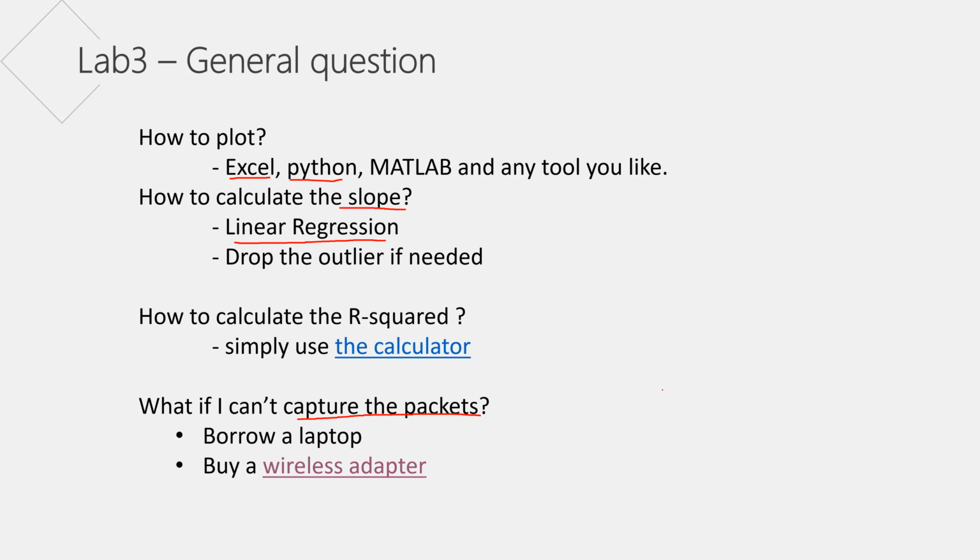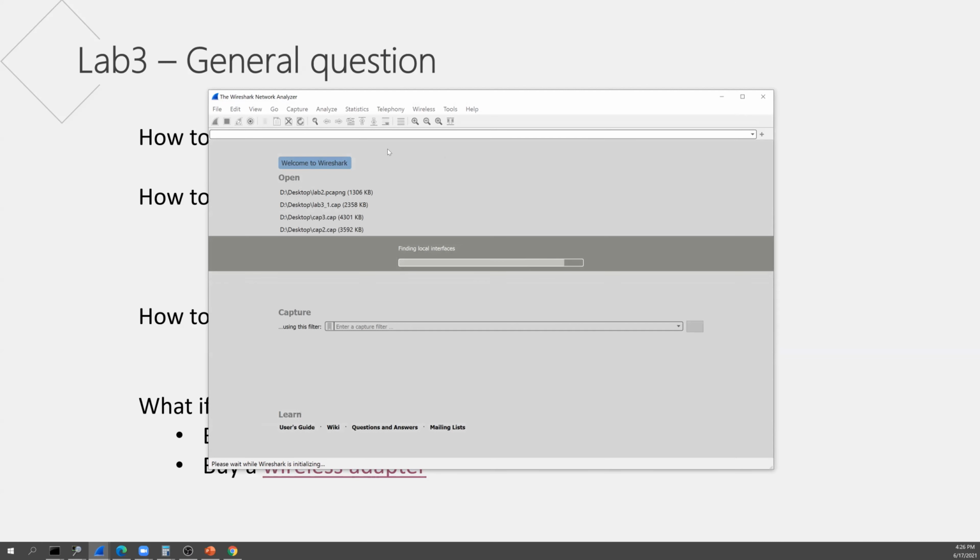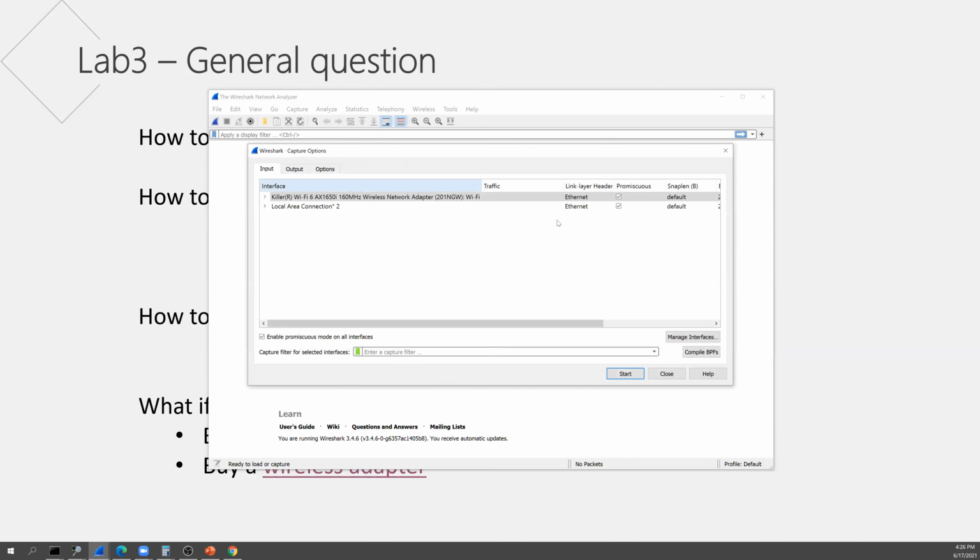If you still cannot capture anything, like if you are using Mac or Linux and you find you are not able to capture the packets with Wireshark, at first you should check the configuration here. You should open your monitor mode here, but I'm using Windows 10, which is not able to open the monitor mode. But if you are using a Mac, there should be a box. You should click it and start.